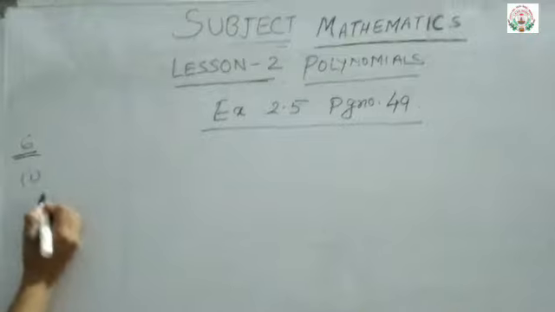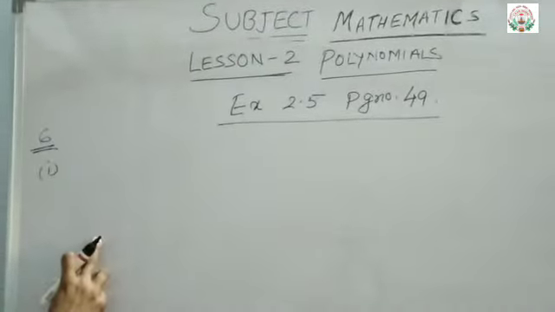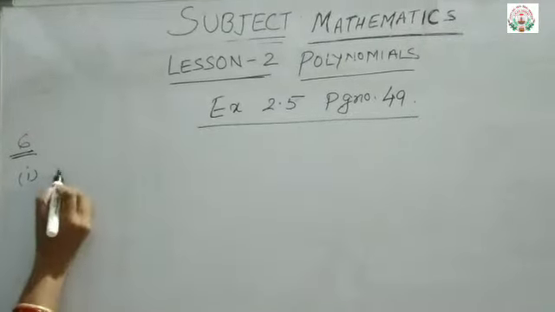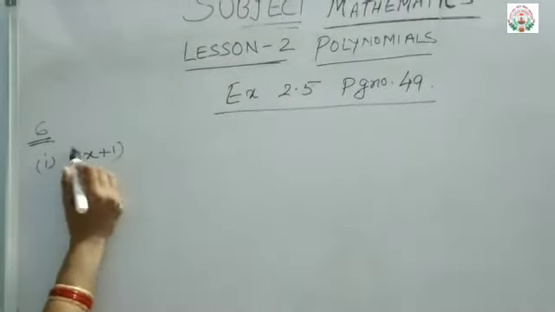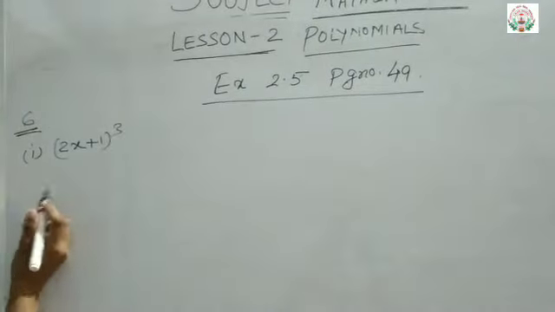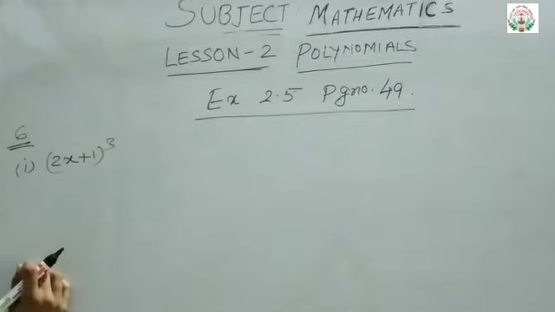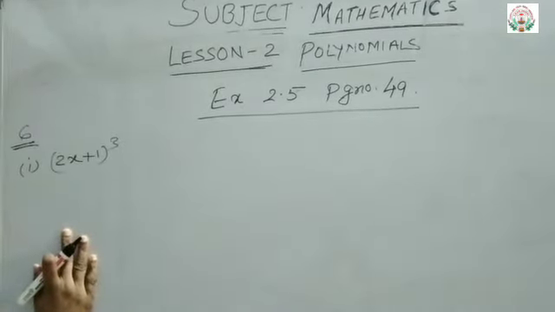Again the cubes one. The 6th question is: write the following cubes in expanded form. First question is 2x plus 1 whole cube. Okay, formulas. Yesterday in the previous video I gave you 10 formulas. Those formulas you have to learn by heart.